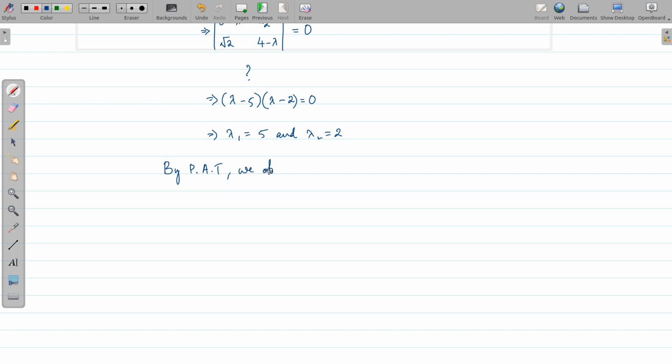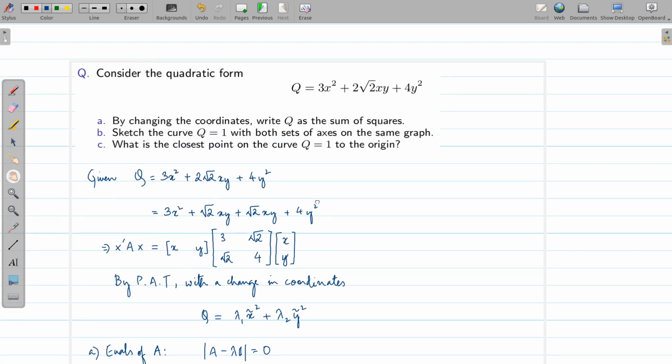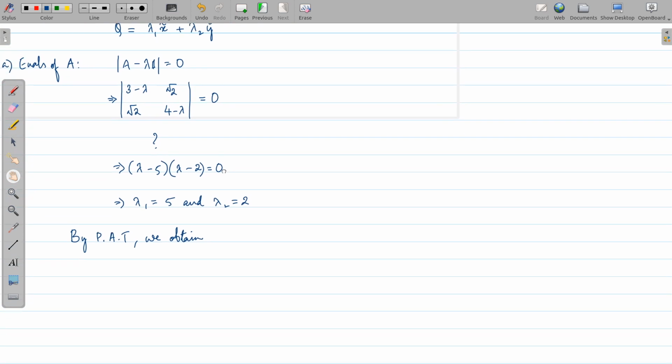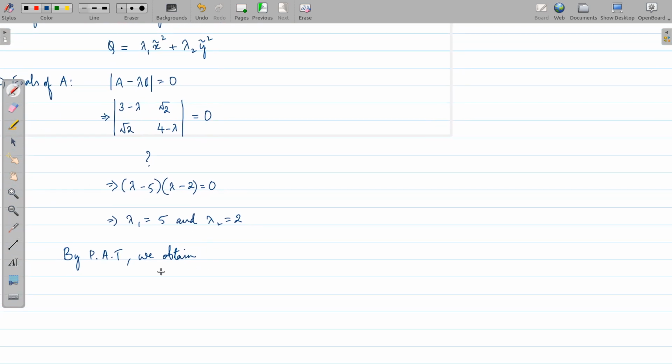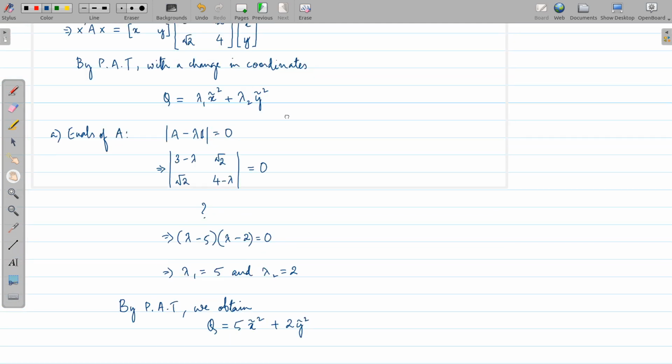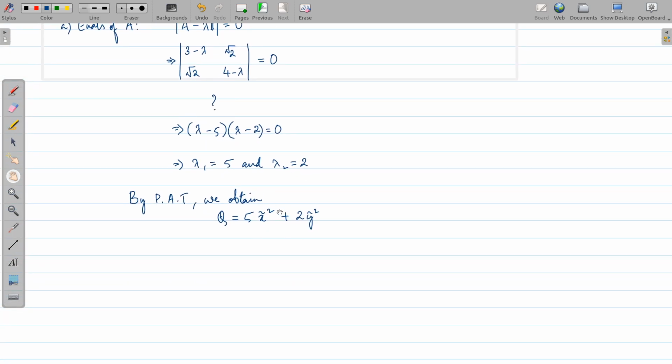We obtain, because we need this as a sum of squares, by the principal axis theorem, this is how it's going to look: lambda 1 x tilde squared plus lambda 2 y tilde squared, and we have already obtained lambda 1 and lambda 2. So this gives us q equal to 5 x tilde squared plus 2 y tilde squared. This is the sum of squares, the very same form that we have here, written as a sum of squares. This is what it looks like.